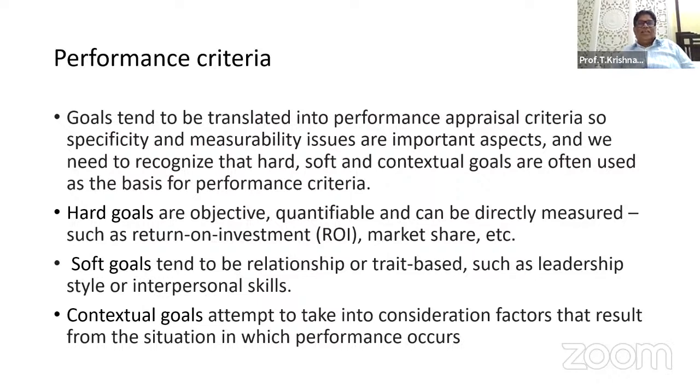And we need to recognize that hard, soft, and contextual goals are often used as the basis for performance criteria. Hard goals are objective, quantifiable, and can be directly measured, for example, return on investment and market share. Soft goals tend to be relationship or trait based, such as leadership style or interpersonal skills. Contextual goals attempt to take into consideration factors that result from the situation in which performance occurs.